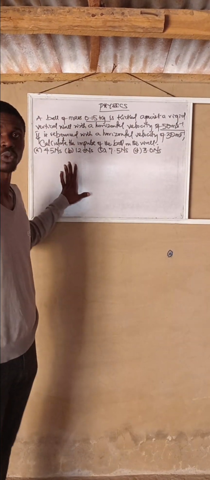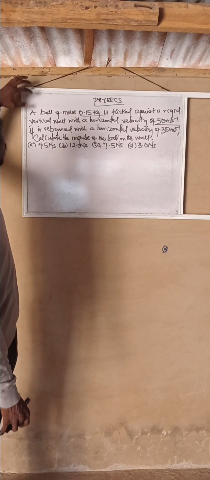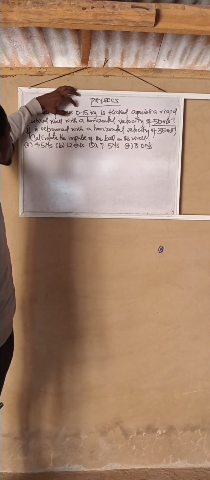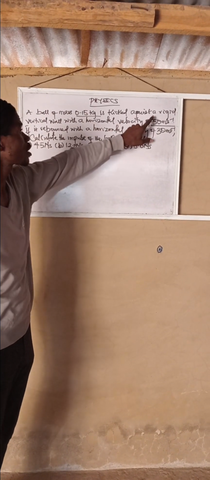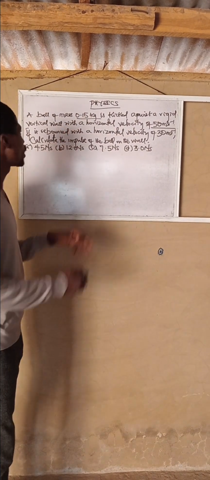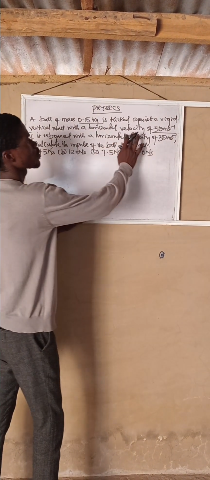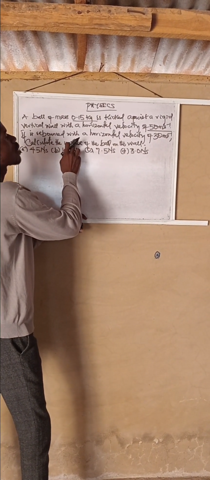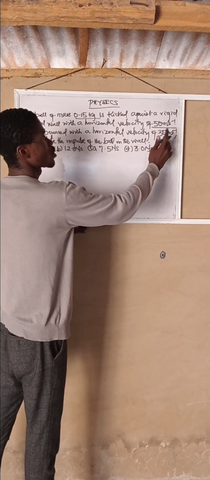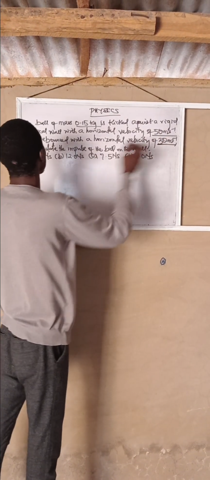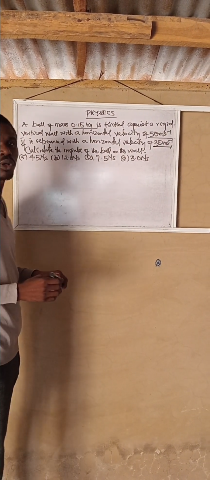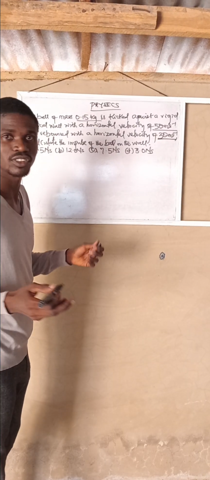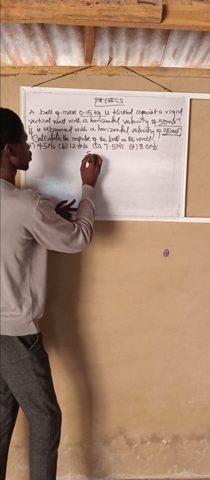So we have a question we want to solve here. The question states, a ball of mass 0.15 kg is kicked against a rigid vertical wall with a horizontal velocity of 50 meters per second. If it rebounds with a horizontal velocity of 30 meters per second, this rebound velocity now, calculate the impulse of the ball on the ball. So this question is very simple and straightforward. Solution.